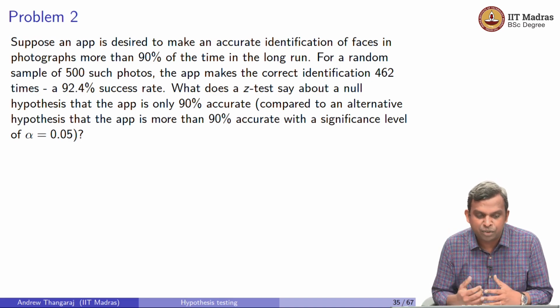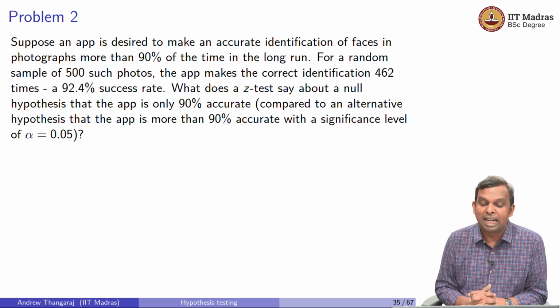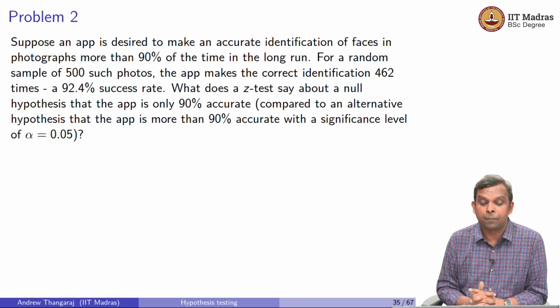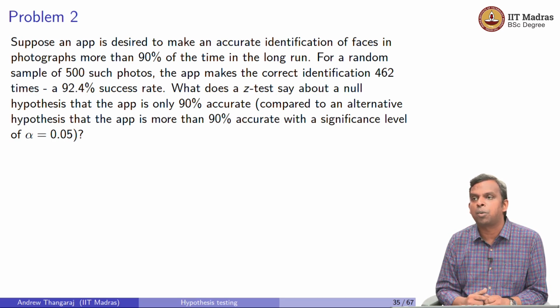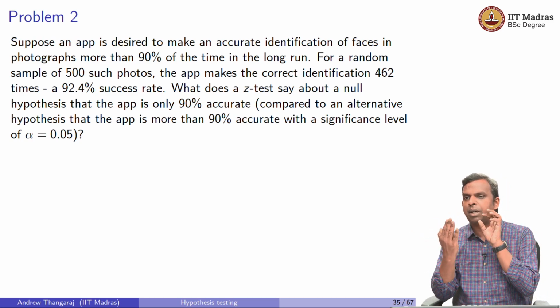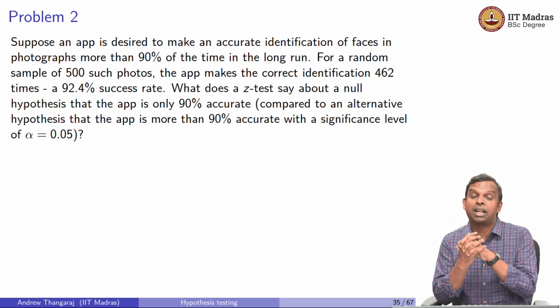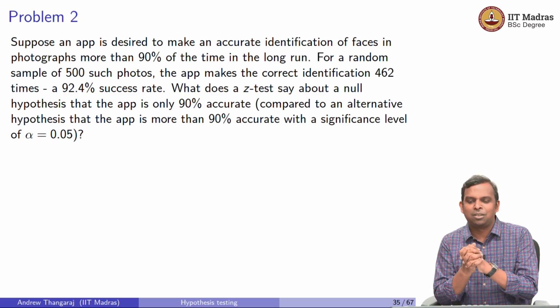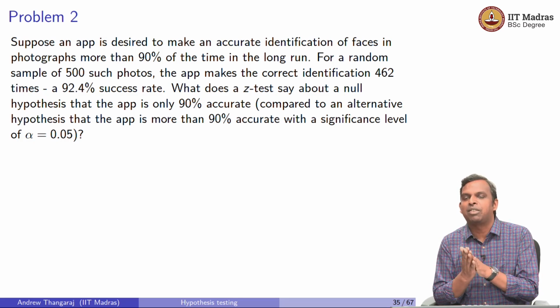Okay, so here is a slightly different one. It's a word problem where the situation is described. You made an app for identifying faces, and you want 90% of the time the face to be correctly identified. So this is a slightly different distribution. There's nothing normal here. Every sample is like a photograph, and if your app correctly identifies, you get a 1. If the app wrongly identifies, you get a 0, right?